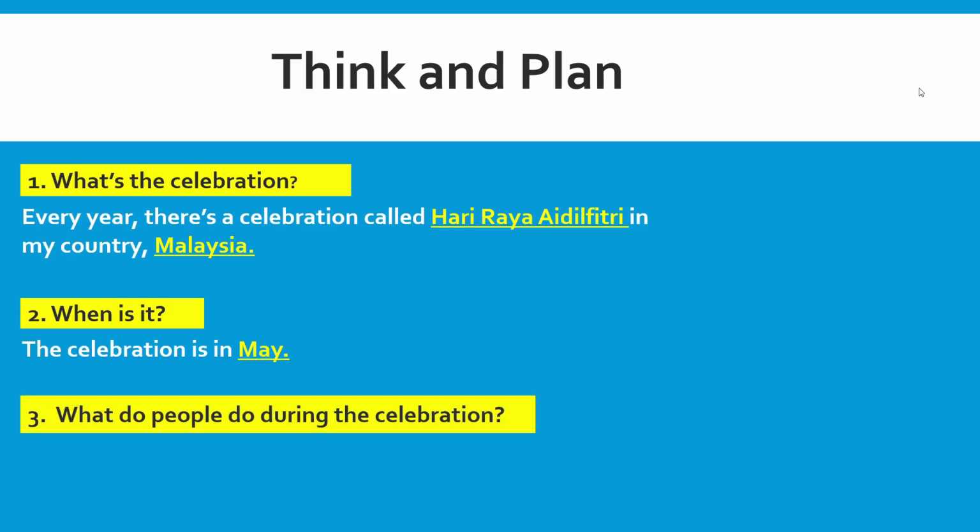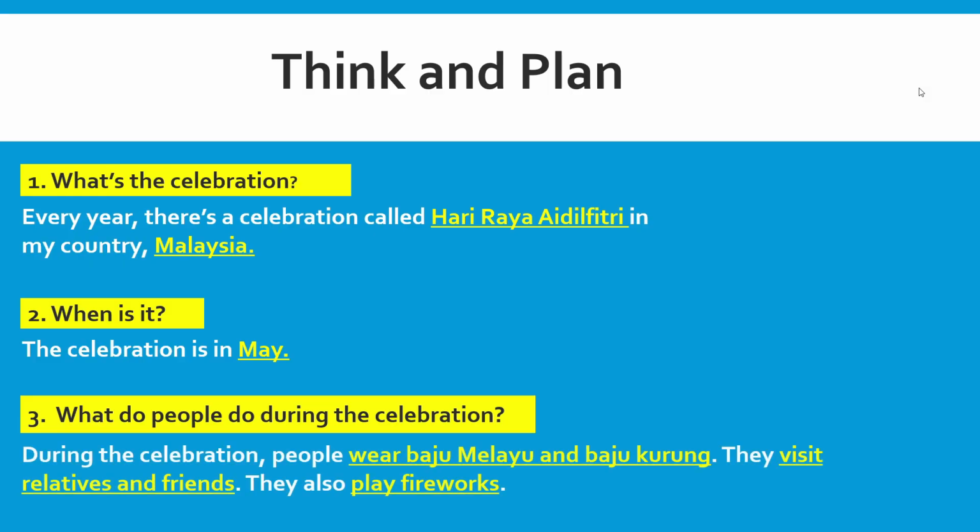Number 3, what do people do during the celebration? What do you do during Hari Raya Aidilfitri? So during the celebration, people wear baju Melayu and baju kurung, of course. Baju Melayu is for the male and baju kurung is for the females. They visit relatives and friends. They also play fireworks. So these are the common things that Malaysians do during any celebration in Malaysia.